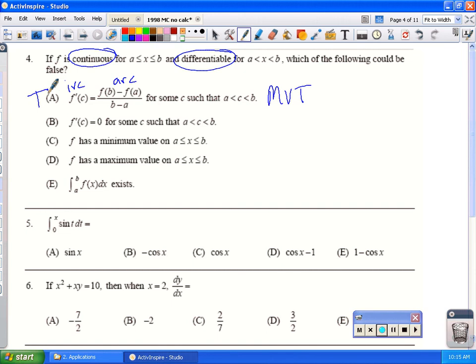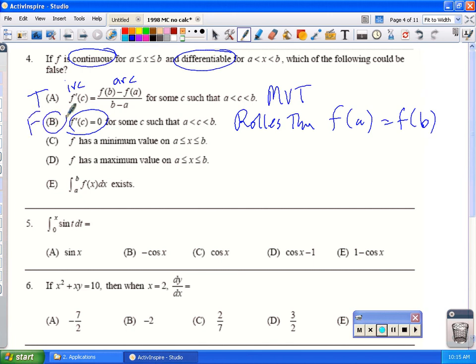However, they're looking for what could be false. Letter B says, does the derivative have to be 0 somewhere in the interval? Well, the answer to that is no. They're trying to make this into Rolle's theorem, but as we all know, Rolle's theorem says that the endpoints must have the same y value. And if they don't have the same y value, we cannot guarantee that Rolle's theorem will apply. So we have found a statement that could be false. Therefore, the answer is B.